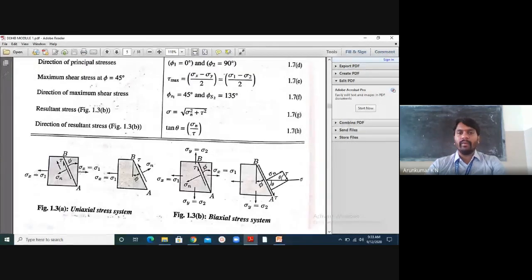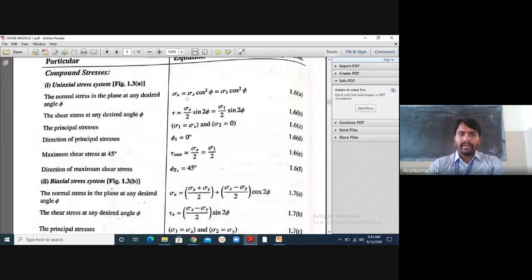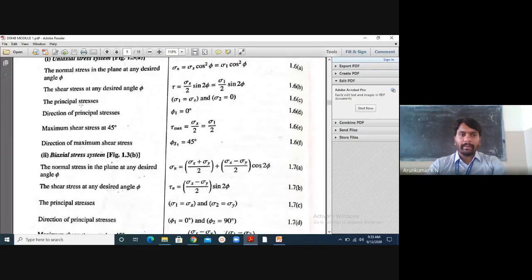This is our problem now. Only one stress will be acting along x direction. For that, sigma n, tau, what is required here is the principal stress. We need to calculate the principal stress. What is the principal stress? Sigma 1 is equal to sigma x, and tau maximum is equal to sigma 1 by 2.